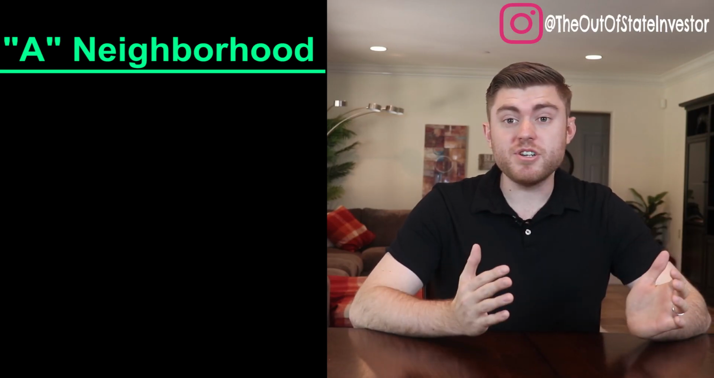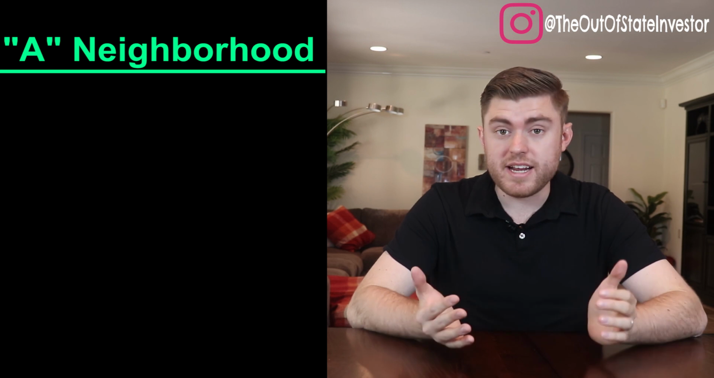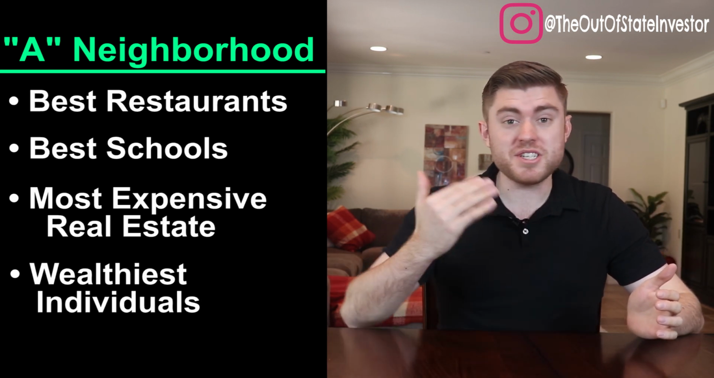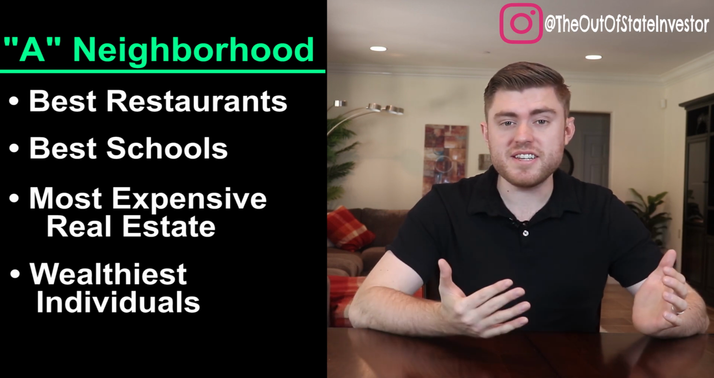The way investors break down neighborhoods is by using a letter grading system. It's nothing official or anything that's documented in any sort of way. It's just simply a way of describing an area. An A neighborhood is an area with all the latest and greatest. This would include things like the best restaurants, best schools, most expensive real estate, wealthiest individuals.